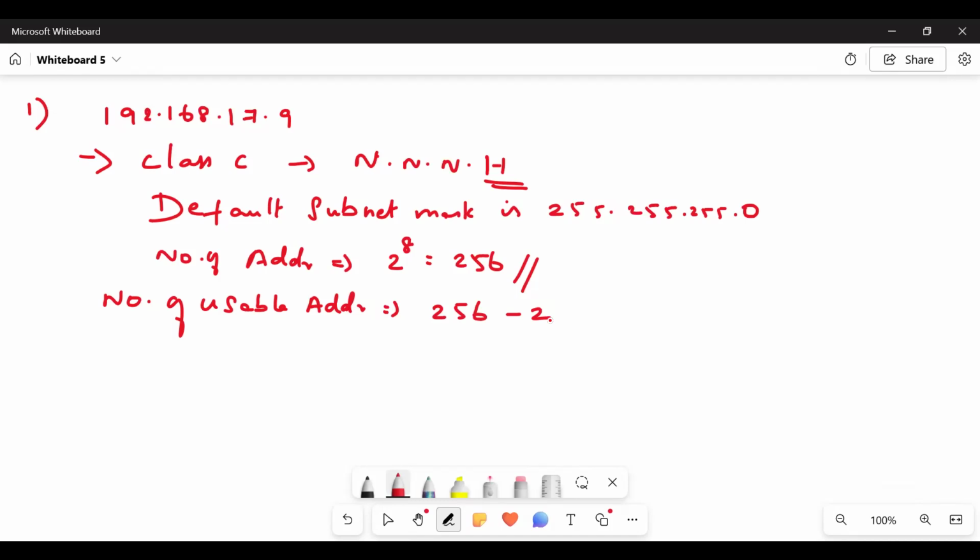This 2 means the first address and last address will mostly not be allocated to any devices. The first address is our network address, and the last address is our broadcast address. Excluding these two addresses, the remaining addresses are allocated to devices. That is why we subtract 2 to find the number of usable addresses. So 256 minus 2 is 254. These are the usable IP addresses. Now, for the range, the first address is always the network address.